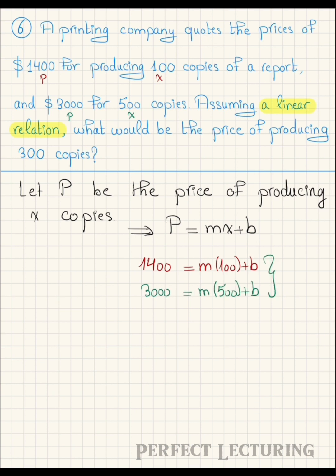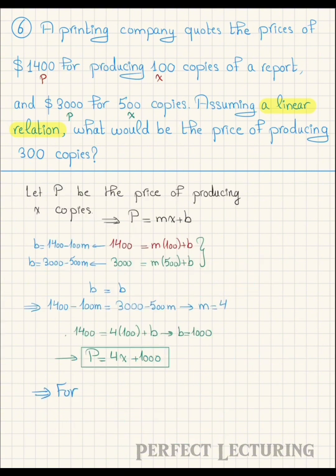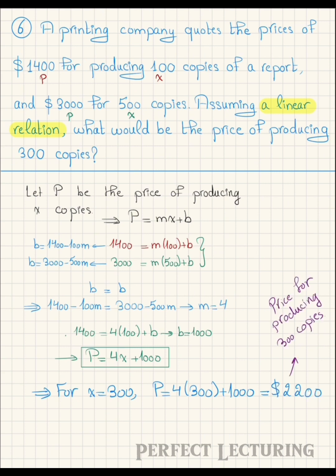And we've ended up with a system again. We follow the same procedure as we did in a previous exercise. So we isolate b in both equations, and then we solve the system. And we get the key equation. Now all we have to do is replace x by 300 in order to get the price for producing 300 copies. So for x equal to 300, P is 4 times 300 plus 1000, and we get 2200, and that's the price for producing 300 copies.